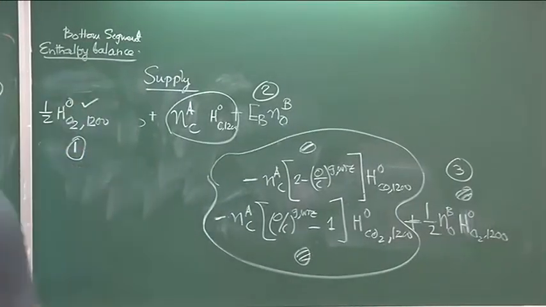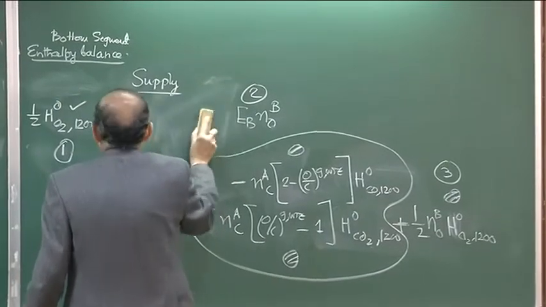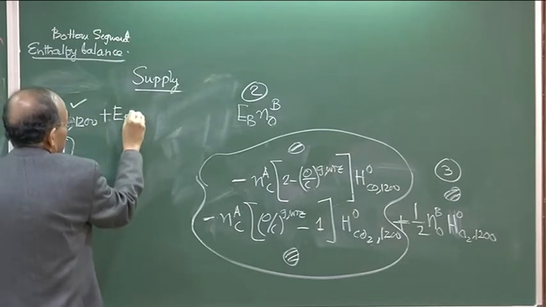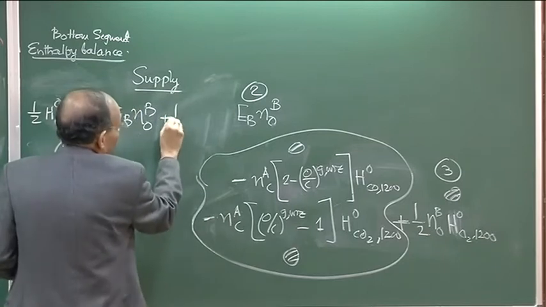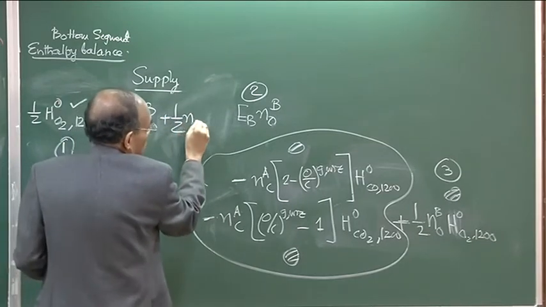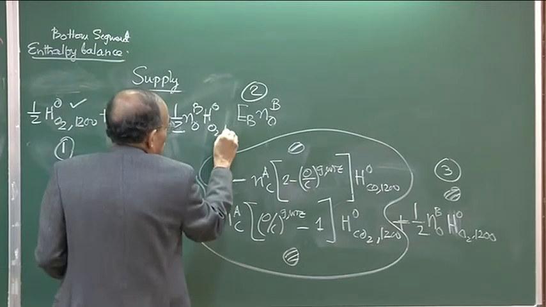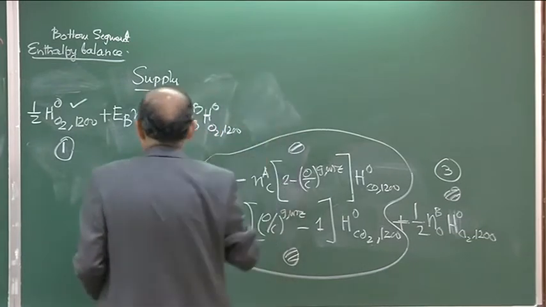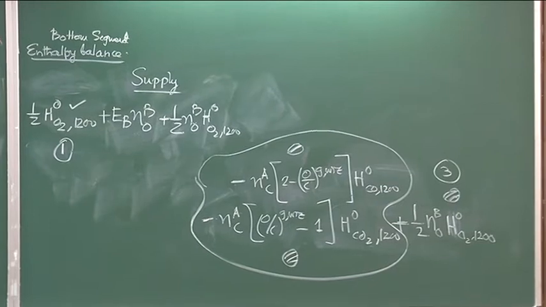So, we are now seeing that this term has vanished actually. This term has remained here, EB, NOB, and that term is also remaining, half NOB H naught O2 1200, and we will see what this comes out to be.